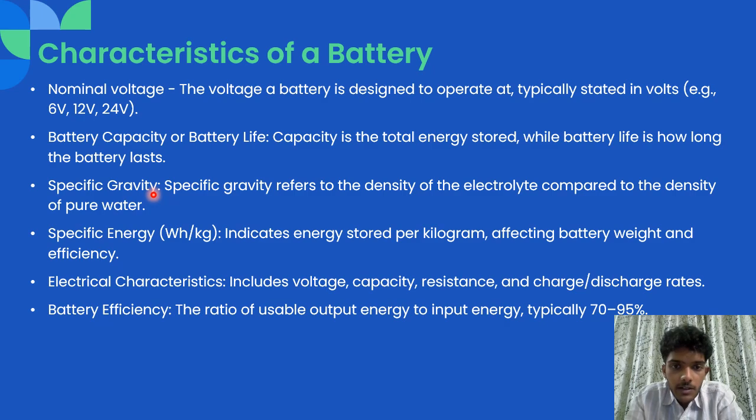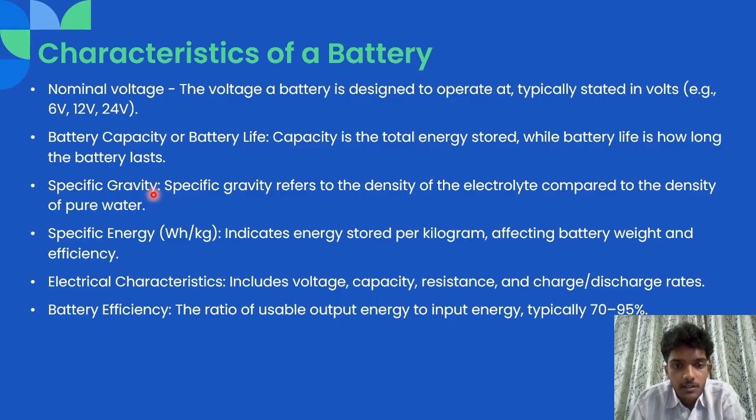Specific gravity of a battery refers to the density of the electrolyte compared to the density of pure water present. Specific energy, which is measured in watt-hours per kilogram. This indicates energy stored per kilogram, affecting battery weight and efficiency. A good battery will have a higher specific energy than a not so good battery.